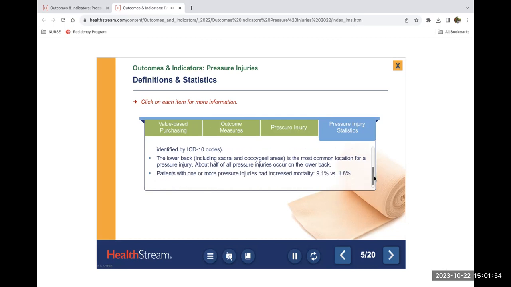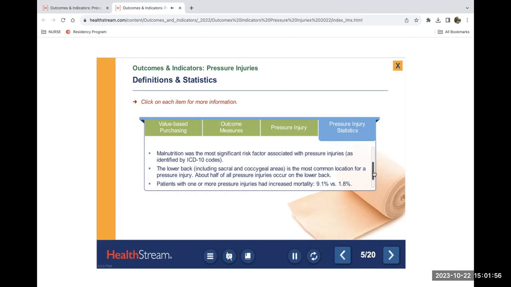The lower back, including the sacral and coccygeal areas, is the most common location for a pressure injury, 47% of all pressure injuries. Patients with one or more pressure injuries had increased mortality, 9.1% versus 1.8%.